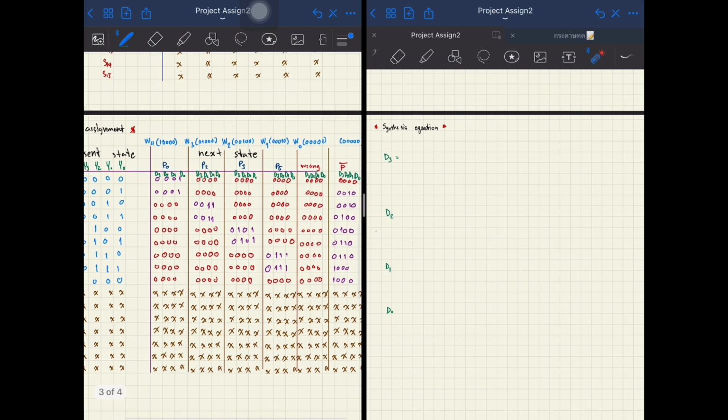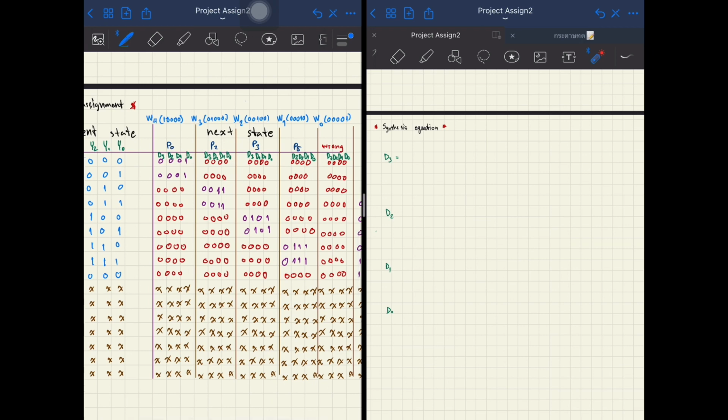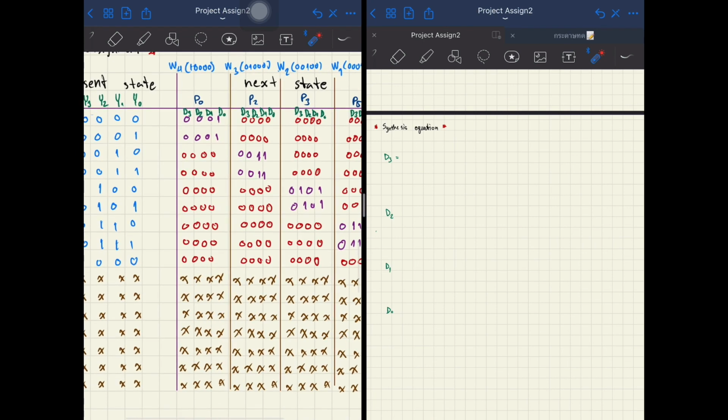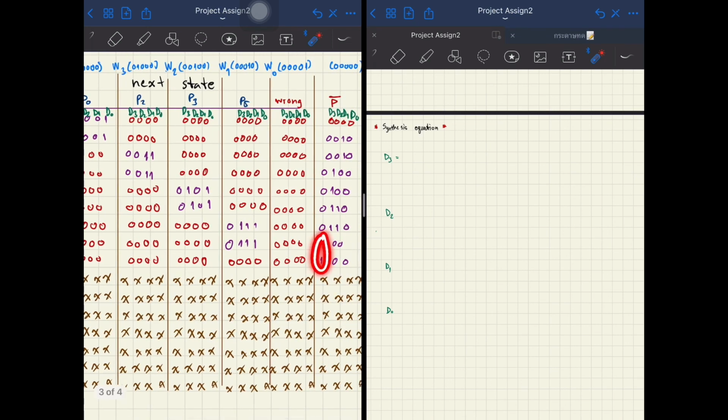Okay, then how do we get the equation? We must look at the ones because we do minterm. Minterm is SOP, sum of product. It's like A and B, or with C and D, right? SOP is minterm, so we must look at the ones. At D3, we look at the column of D3. Look at the one, there is no other one, so these are 0 0 0 0 here, right? So here it is 1.